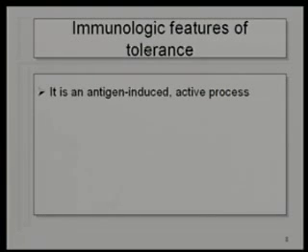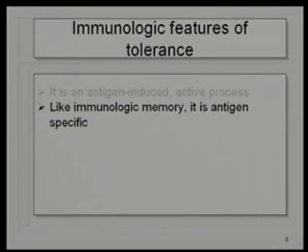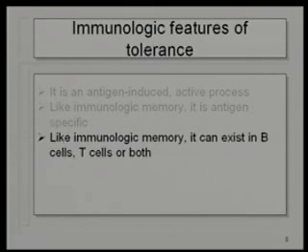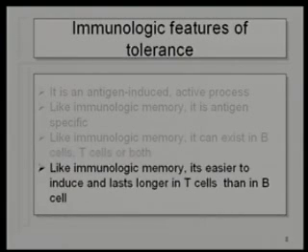So there's a lot of similarity between immune response and induction of tolerance. Like immunologic memory, it is antigen-specific. And like immunologic memory, it can exist in B cells or T cells or both, depending on what determinants on that molecule are producing that tolerogenic response. Like immunologic memory, it is easier to induce and lasts longer in T cells than B cells.